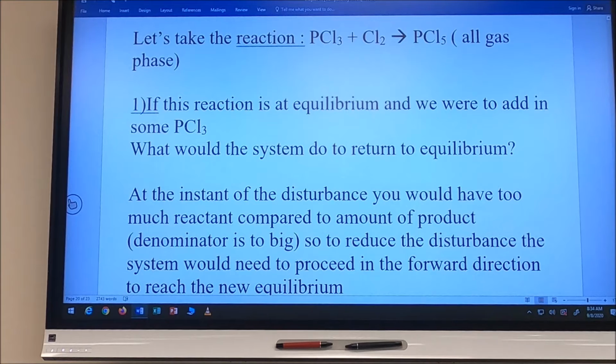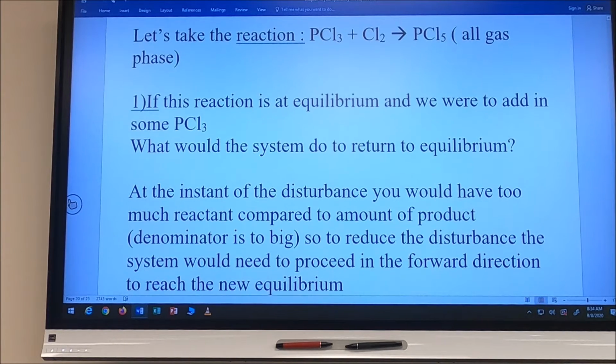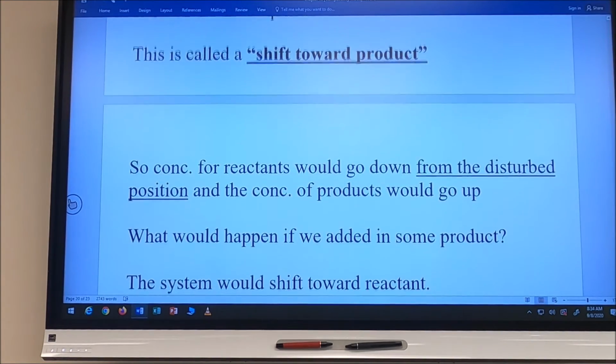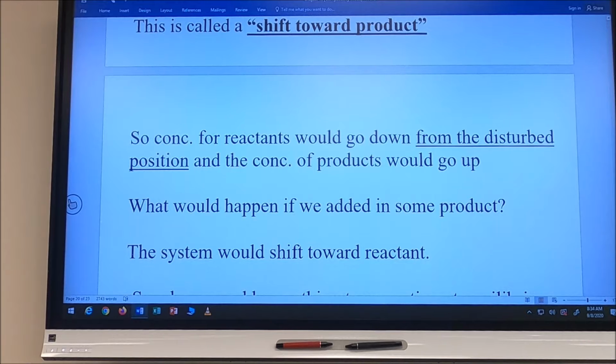So we add a reactant, it's going to run toward the opposite side. This is called a shift toward product. So concentrations for reactants would go down from the disturbed position, and the concentration of products would go up.